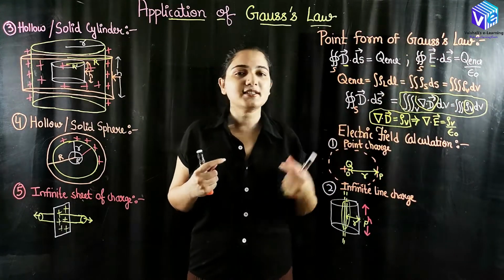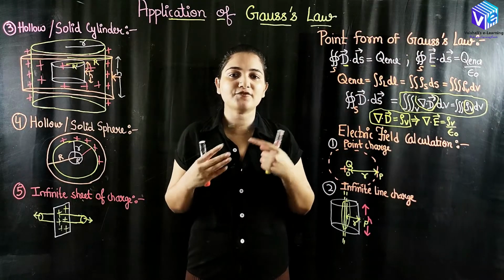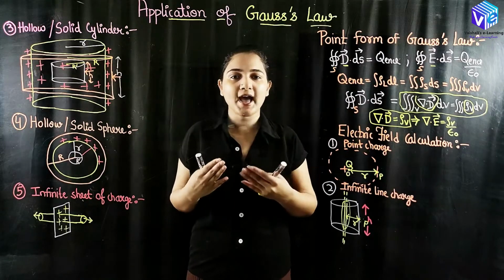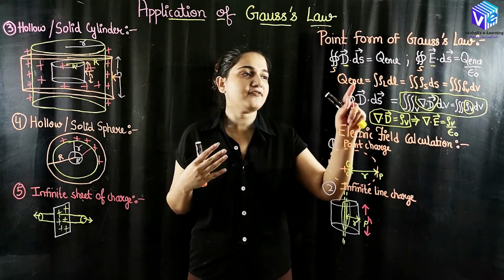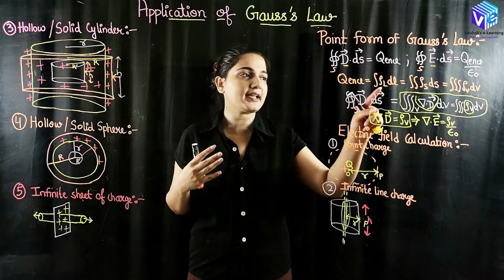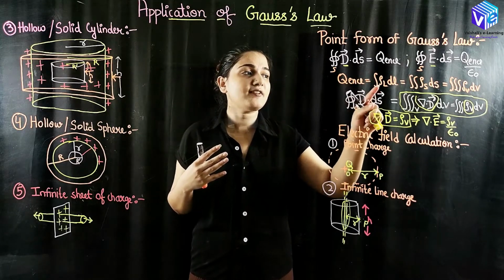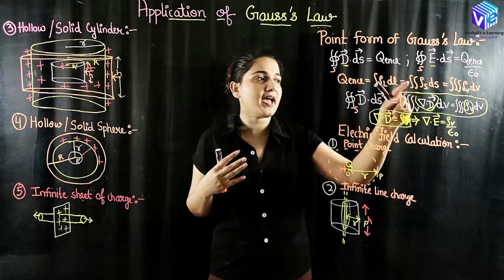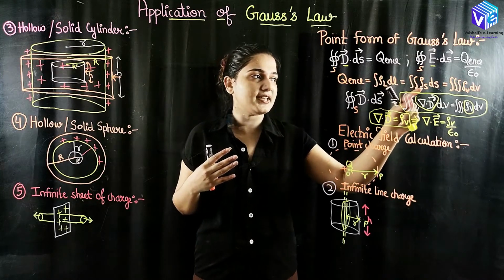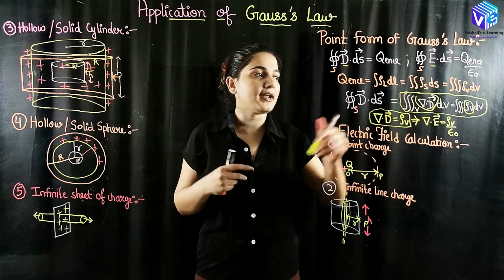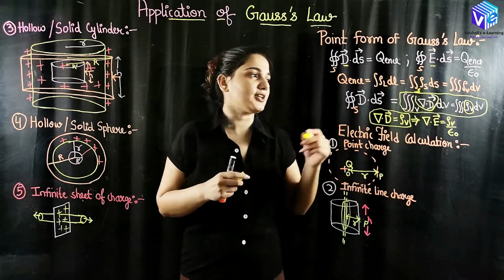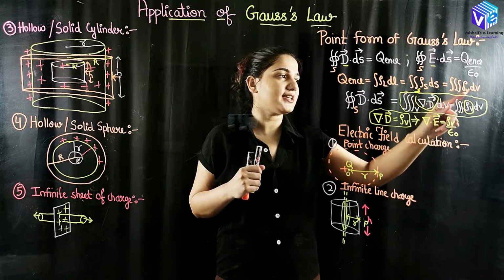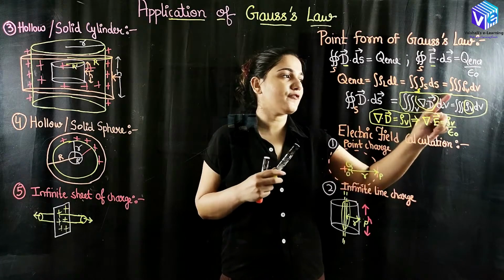Now what is this Q enclosed? If I have line charge, surface charge, or volume charge, I will have different charge enclosed. For line charge, I can represent it as the integration of line charge density over the given length. For surface charge, I have the integration of the surface charge density over the given surface, so this is the surface integration. For volume charge, I have the integration of volume charge density over the given volume, so this is the volume integration.